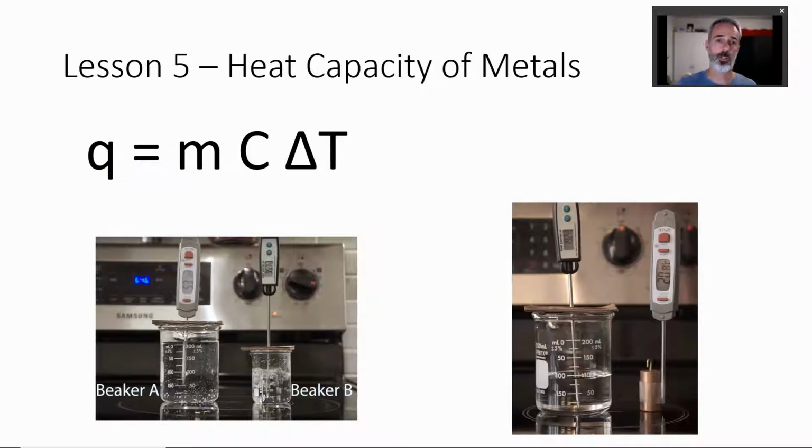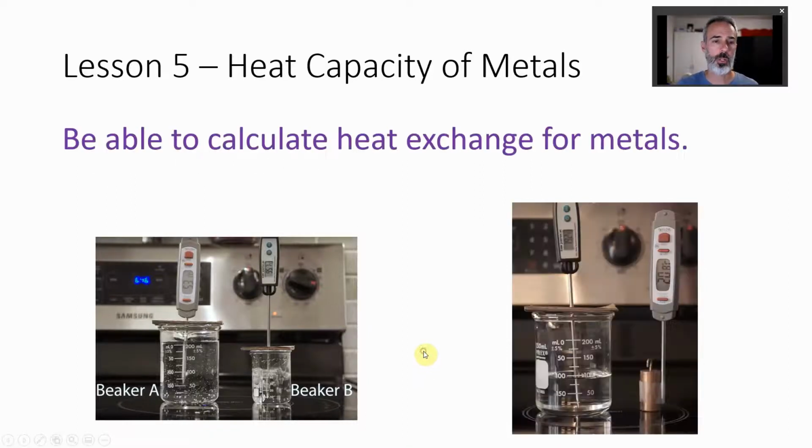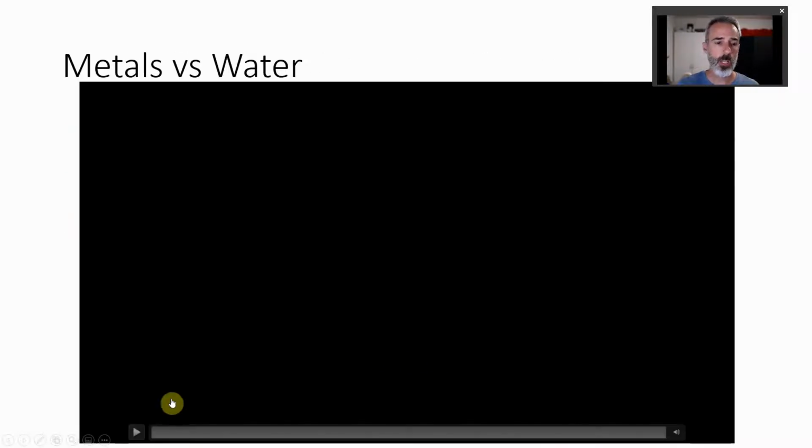And so in this lesson, we're going to turn our attention to the heat capacity of metals. So maybe we'll do a stovetop demonstration here with metals. But that's our goal here, is to be able to calculate heat exchange with metals. Now, of course, it's not going to be any different than we did with water, but it's going to let us explore the idea of heat capacity a little bit more now that we have more than one substance. So let's look at this.